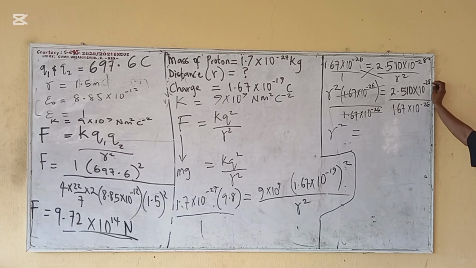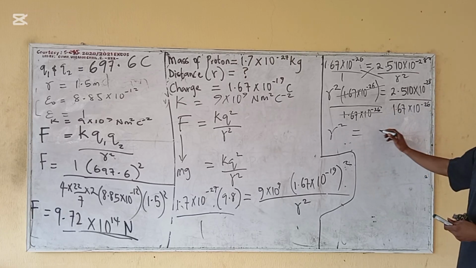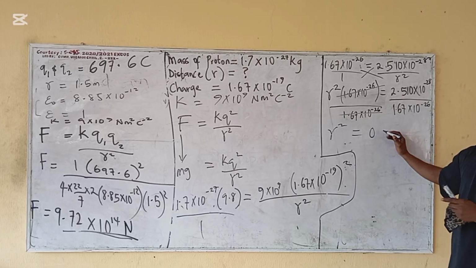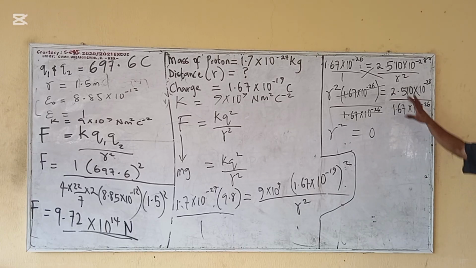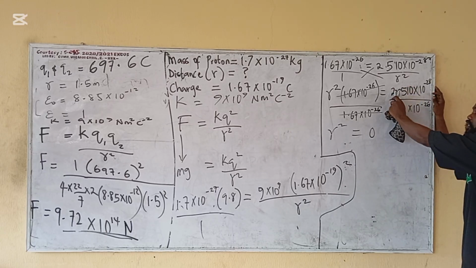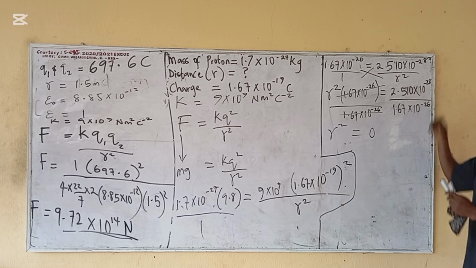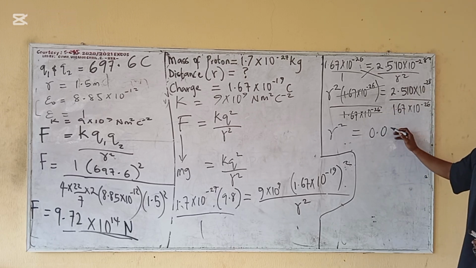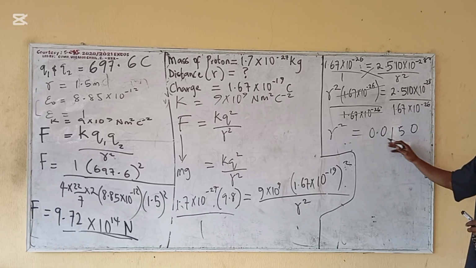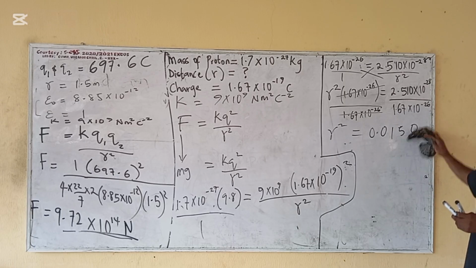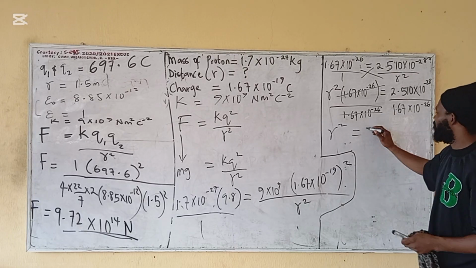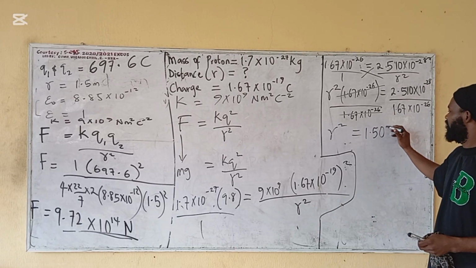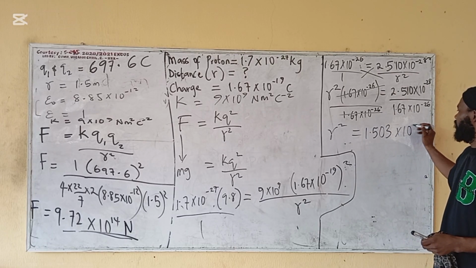Punch 503 times 0.01, like this. Did you take the square root of it? Just do division. Okay, square root. Don't take the square root, just do this one together. 0.0150. What did you get? 1.503 times 10 raised to the power minus 4.